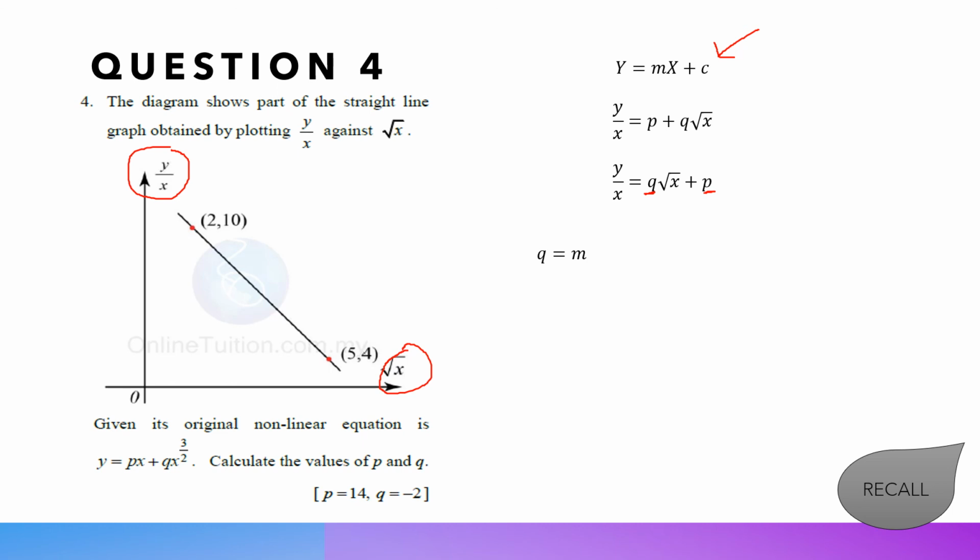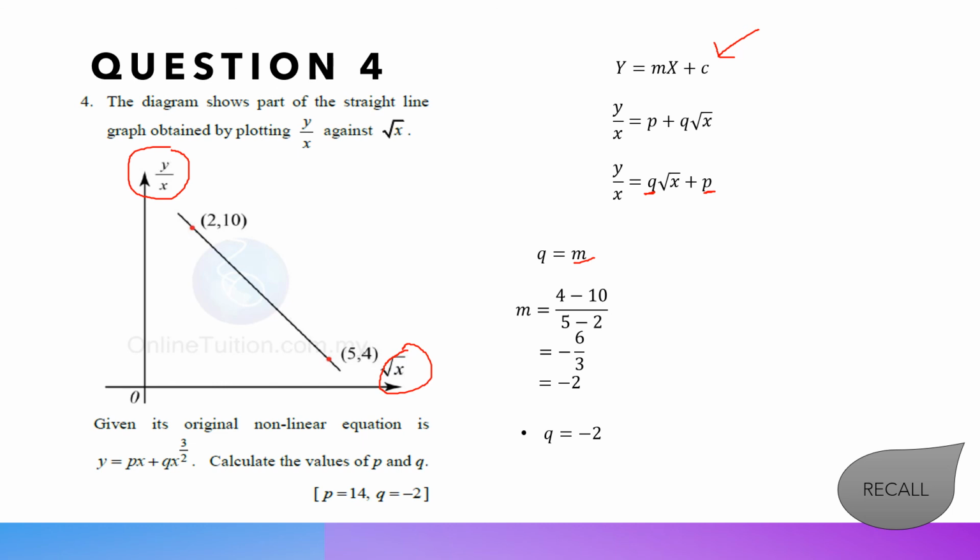So how do you find M? Using the formula y2 minus y1 over x2 minus x1. You need 2 points, is it? So in this graph, we already have 2 points. We just do 4 minus 10 over 5 minus 2, or you can do 10 minus 4 over 2 minus 5, also can. So now you get negative 6 over 3. You simplify, you get negative 2. Okay, since Q is equal to M, M equals negative 2, so you can conclude Q is equal to negative 2. Easy, is it?